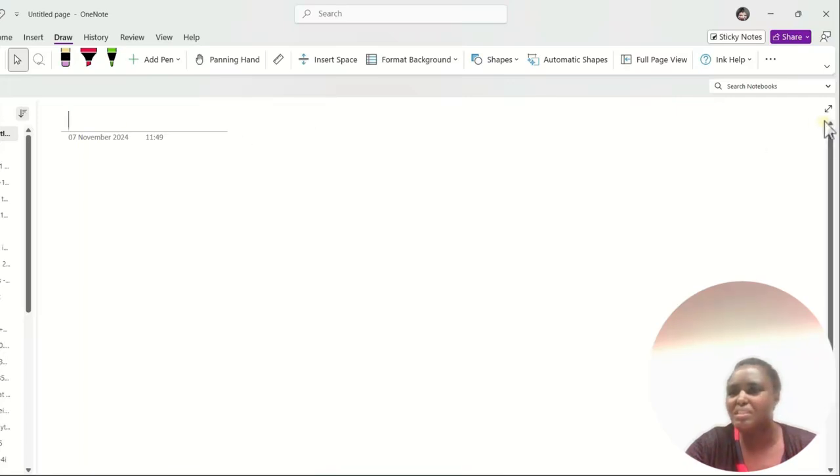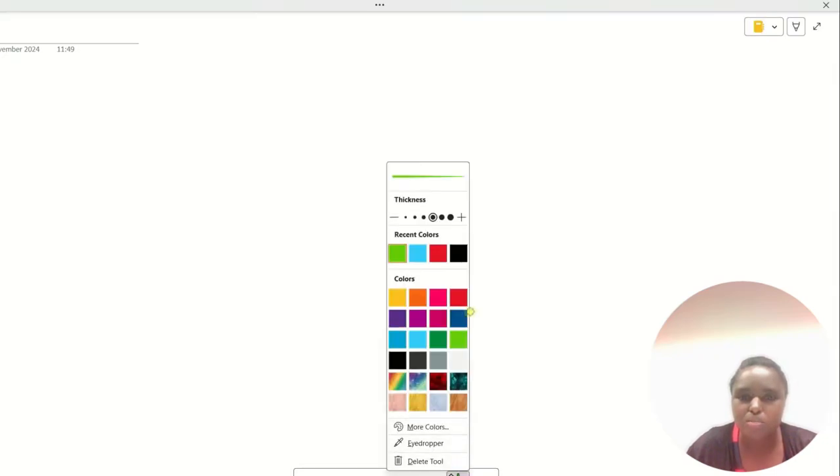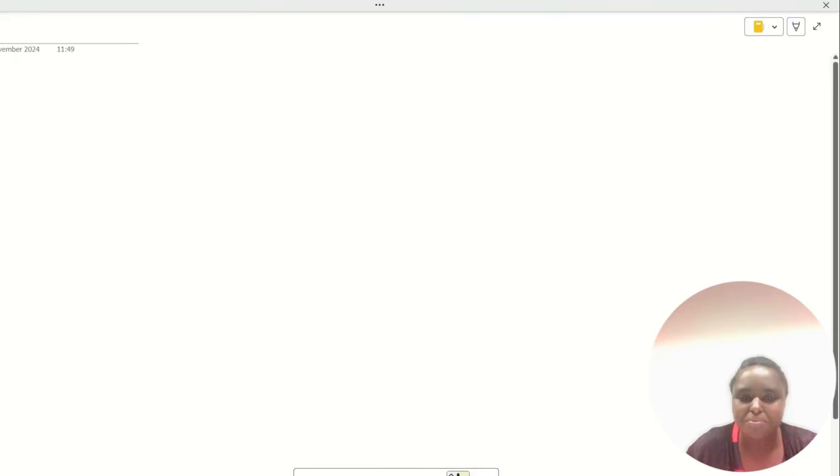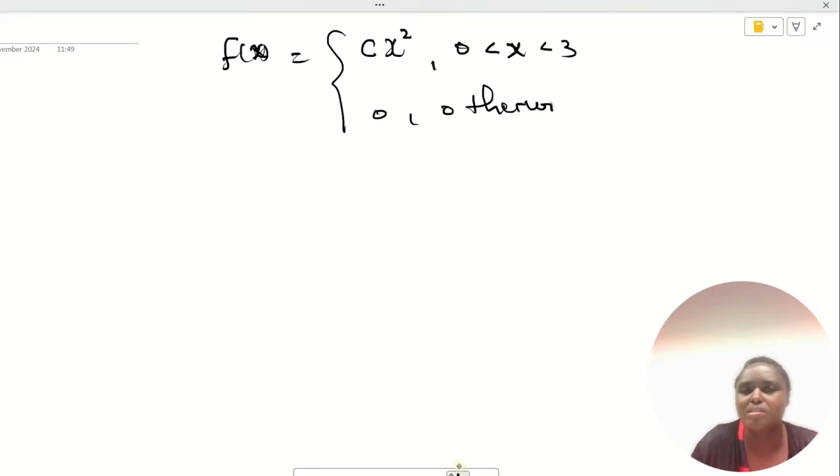What is a probability density function? Yes, we have our function f of x equal to c times x squared, when 0 is less than x less than 3, and 0 otherwise. And they say that this is a density function.